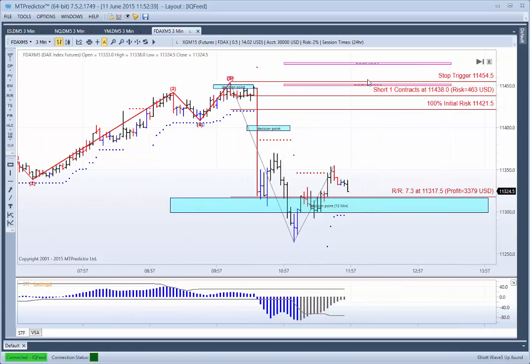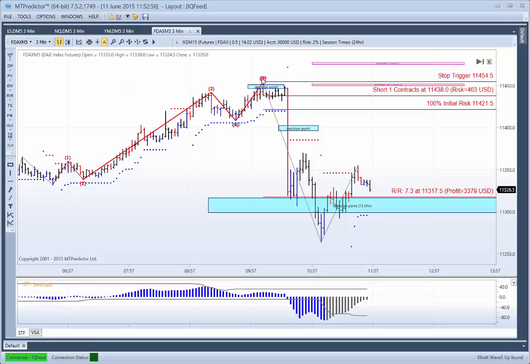Remember, we always use our correct position sizing to keep our initial risk small and under control, so if this had gone wrong it still would have only been a 1R loss, and as you can see, as it went right, that would have been a nice 7.3R profit. In other words, we're looking for trades where the profit is much larger than the initial risk.